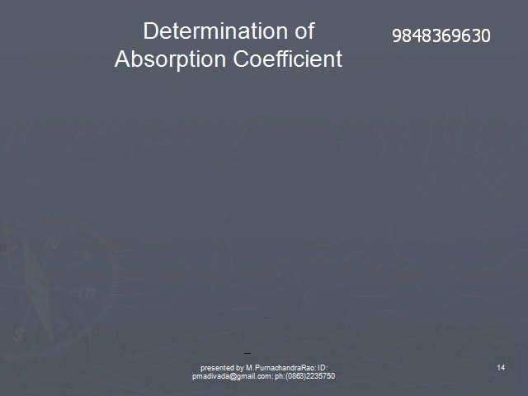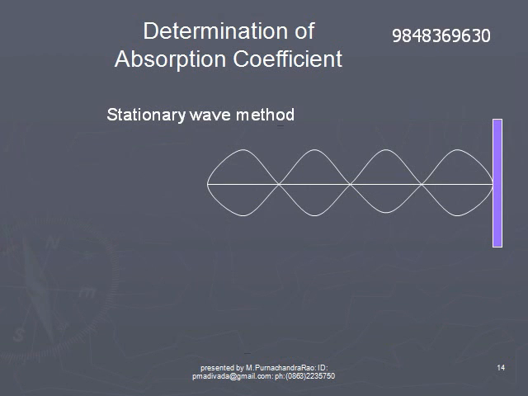Determination of absorption coefficient by stationary wave method. Consider a wall and a wave incident on this surface. Then it gets reflected. The reflected wave falls on the incident wave and stationary waves are formed. Inside the stationary waves we notice nodes and antinodes.